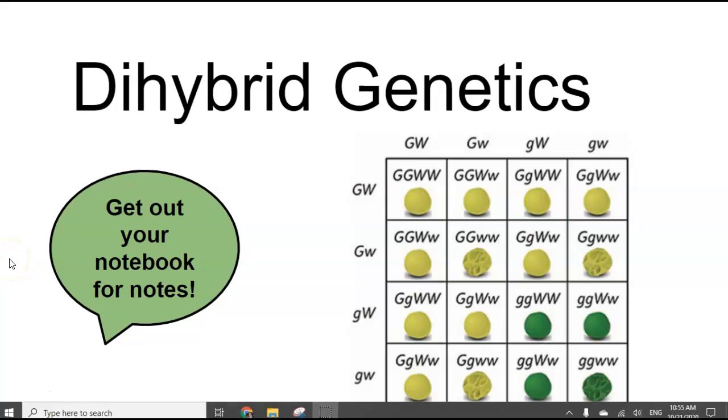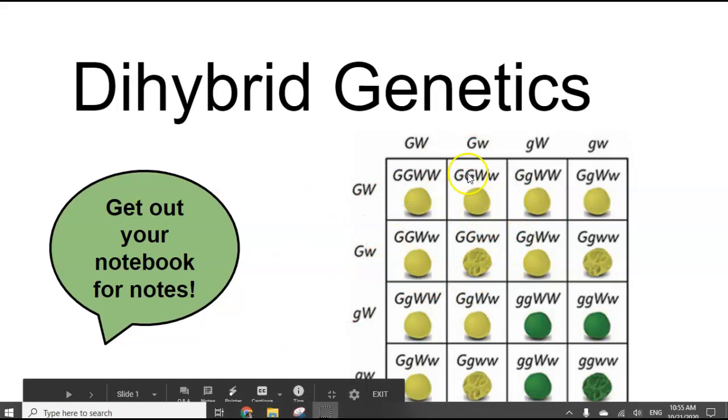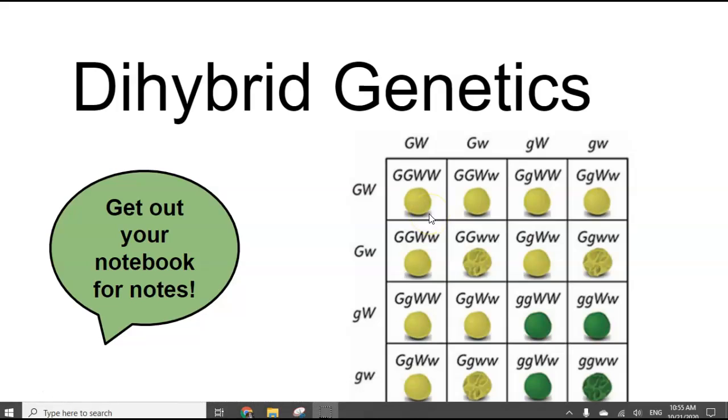Today we are going to talk about dihybrid genetics. So we're going to learn another type of Punnett Square problem. If you don't have your notebook out, go ahead and get it out. You see an example of kind of what we're going to learn here. Looks super complicated, but I promise it uses all the same steps you already know.